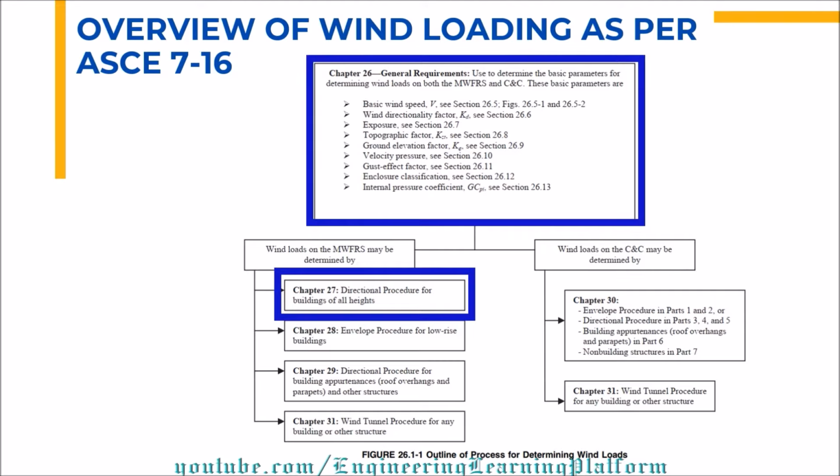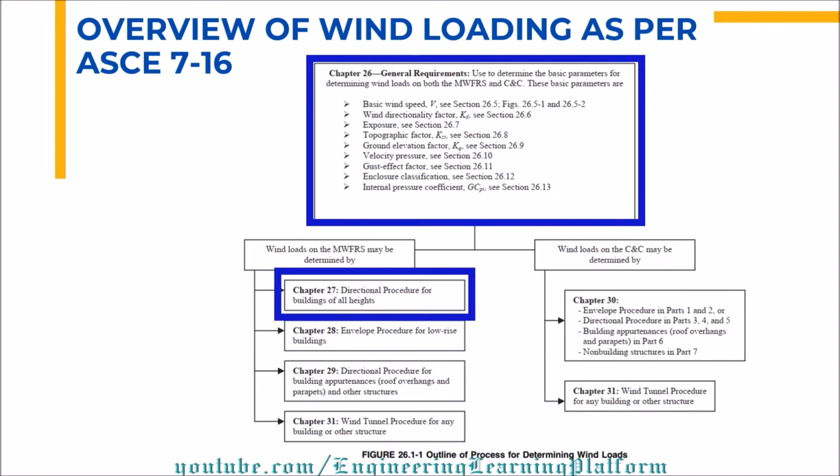So if we talk about ASCE 7-16 and particularly regarding wind, these are the chapters of ASCE 7-16 regarding wind. And as far as we are concerned, we will be focusing on chapter 26 and chapter 27, as chapter 26 is basically the general requirements that we need for calculating the wind pressure, and the procedure that we will be following is the directional procedure that is applicable for buildings of all heights. So that's why chapter 26 and chapter 27 are useful for us.